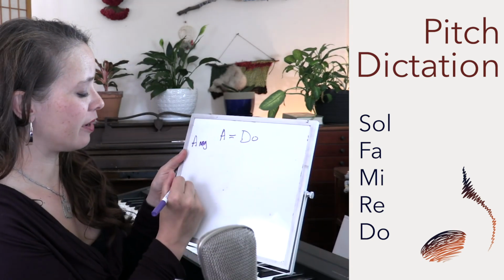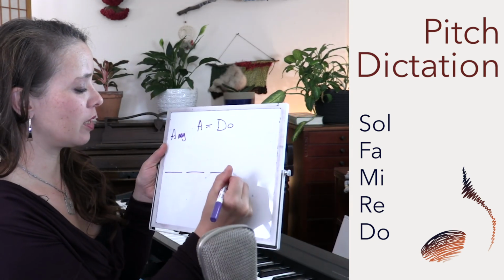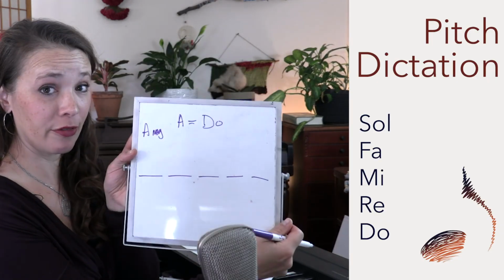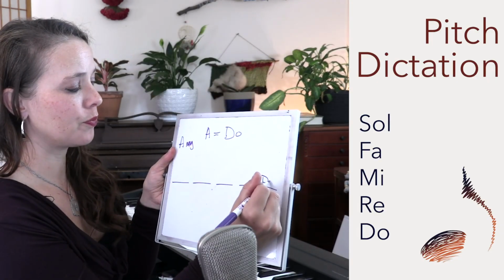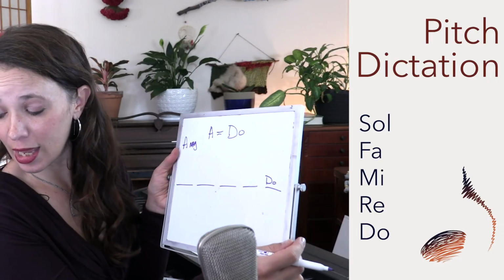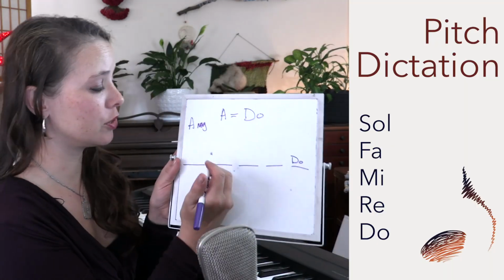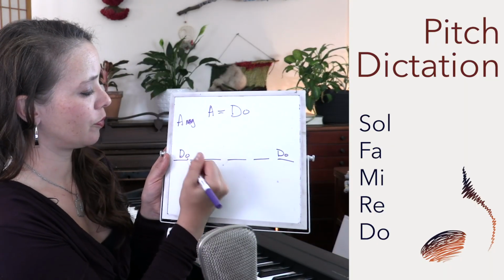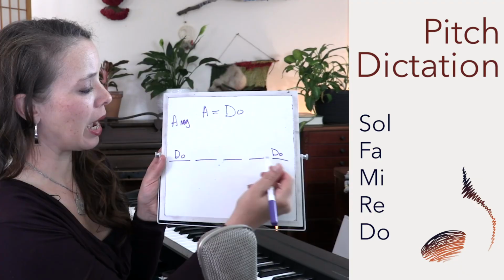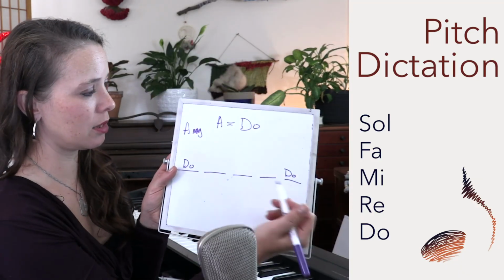Okay, and we're going to have 5 notes. 1, 2, 3, 4, 5. We're going to end on do. And again, we are going to start on do. Okay, so you just need to know how are we getting from each note and back.